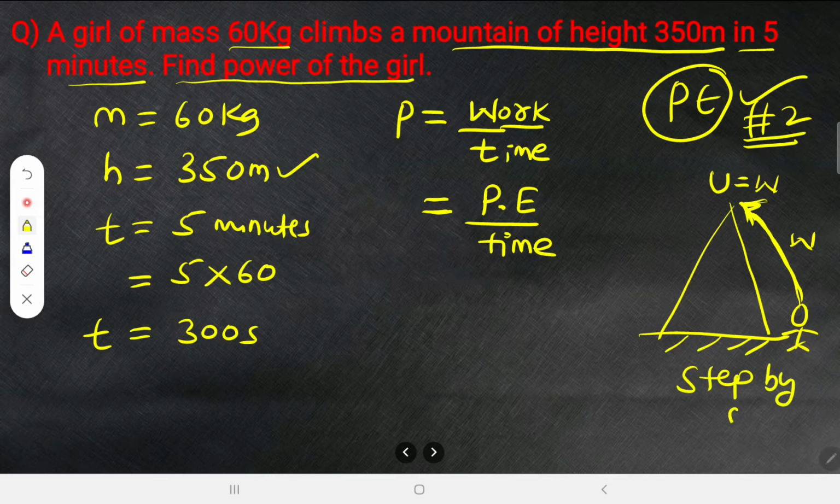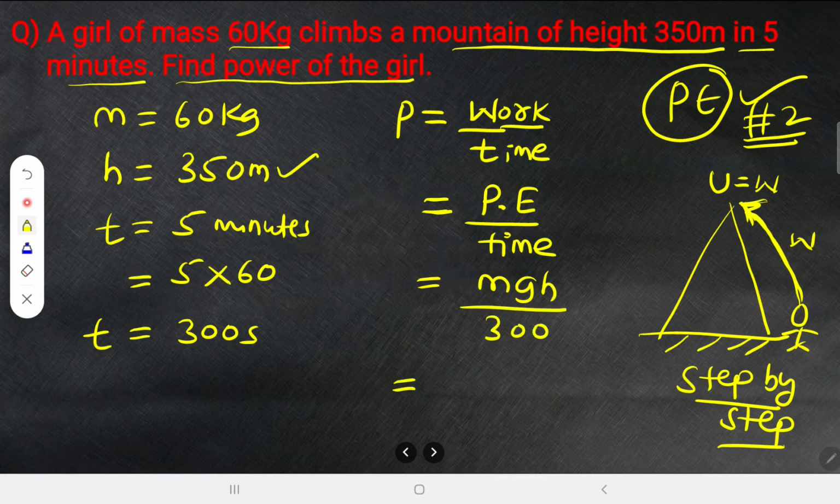All right, when you go step by step, the things will become quite clear to you. Fine. Moving forward, whatever this work done is, that is nothing but potential energy only. So what is the formula for potential energy? mgh divided by the time taken, 300 seconds. You can do the calculation.